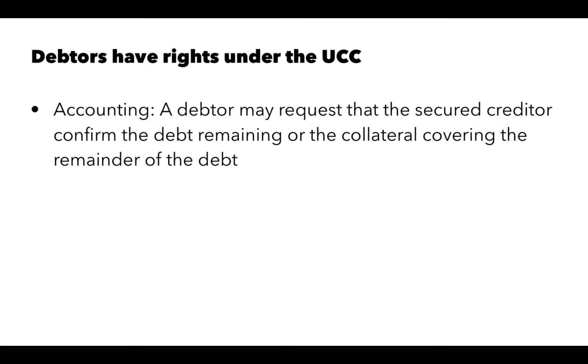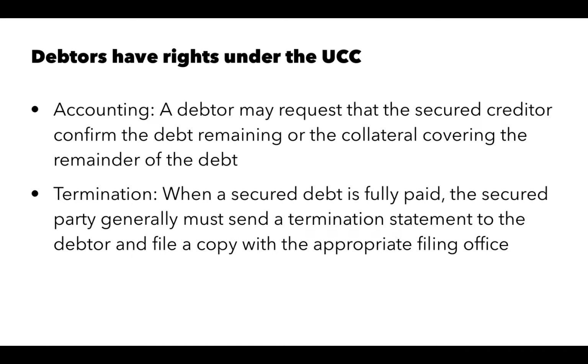Now, debtors also have rights under the UCC, and these again are in addition to whatever the security agreement provides. Debtors who have given a legal interest in specific assets have these rights. The first is an accounting. A debtor can request that the secured creditor confirm the debt remaining or the collateral covering the remainder of the debt: how much is owed, or how much of the collateral extends to the remainder of the debt.